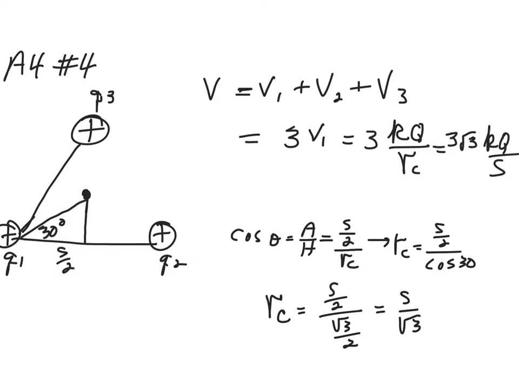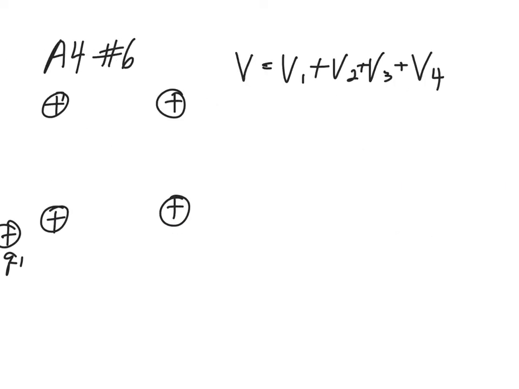You do get 3 times the square root of 3 kq over s, and now you're done with this one. Okay, I skipped 5 because I think 4 should cover that, and now 6 and 7 is the square. So I think the easiest one is going to be the point in the middle, and then there's the point here. For this one, you should be able to do this, right?